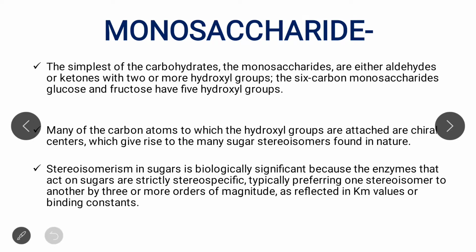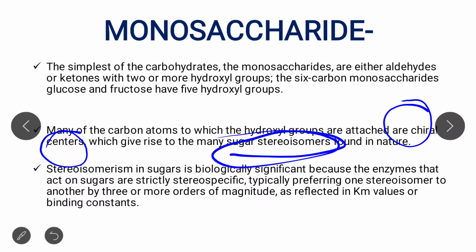Okay, so because of these chiral centers, as I showed you in the figure, it gives rise to many sugar stereoisomers, which are found in nature. And this process, known as stereoisomerism, is biologically significant because the enzymes that act on sugar are strictly stereospecific. So this is the basic concept.